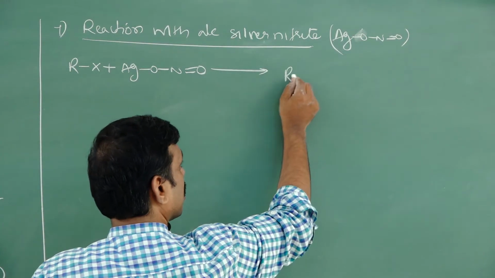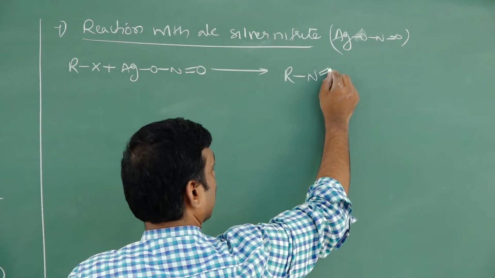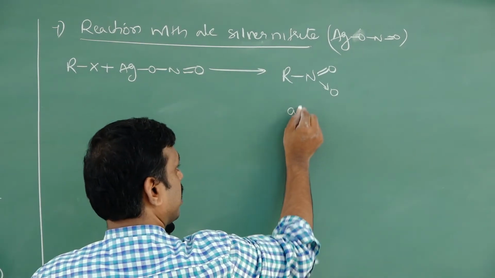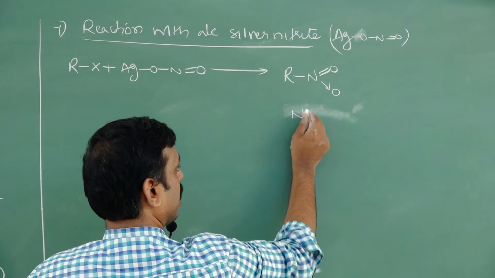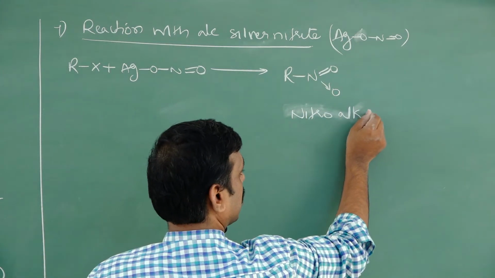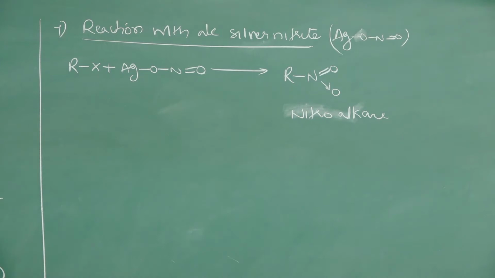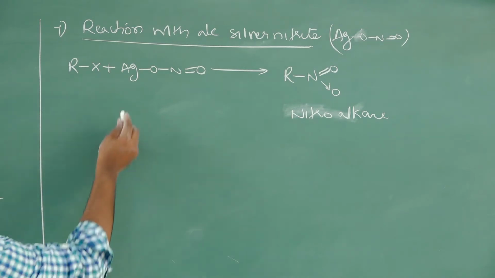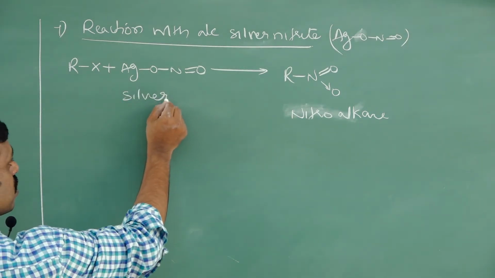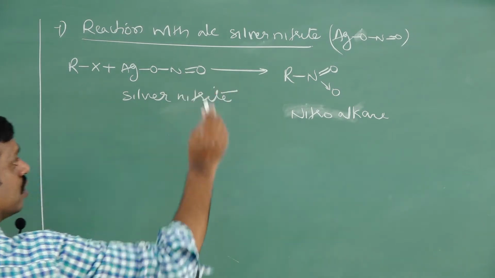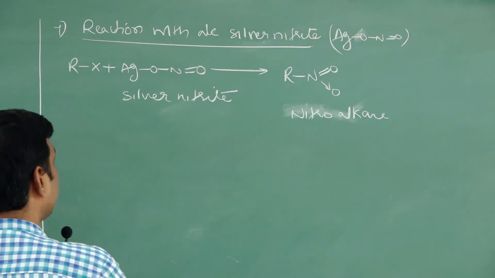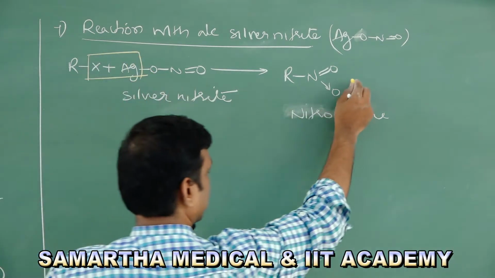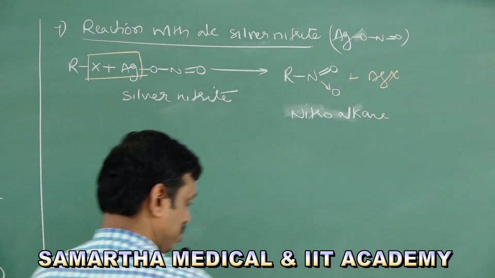It forms alkane nitrile. Nitroalkane. It forms nitroalkane, but not alkyl nitrite. Sorry. Okay, listen carefully here. Alkyl halide reacts with silver nitrite to form corresponding nitroalkane, but not alkyl nitrite. And what can be removed? AgX can be removed, same as it is.